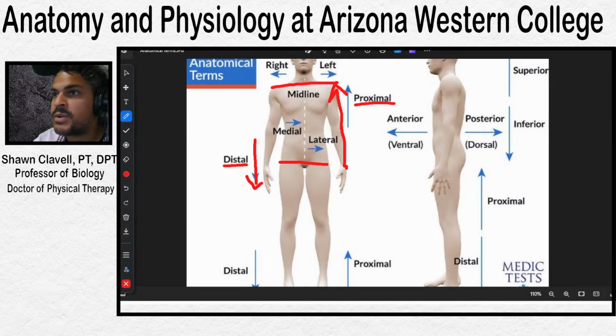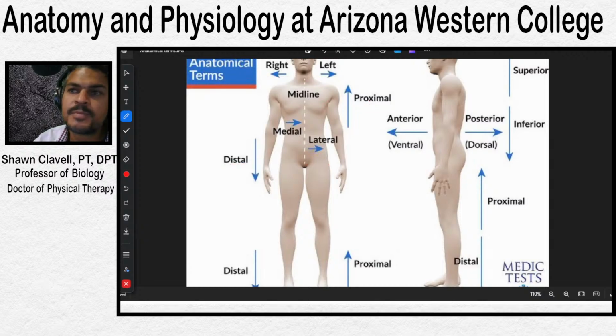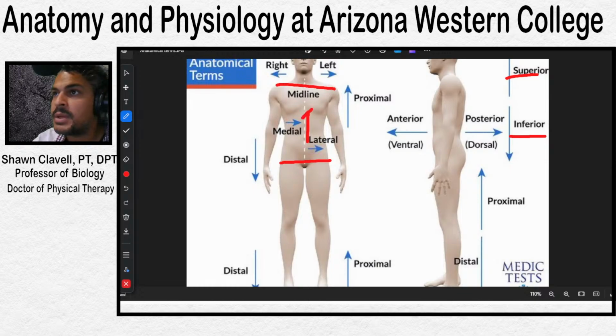If you're talking about references to the trunk, you're likely to use the terms superior and inferior, right? Superior being up, towards the head or cranial, and inferior being down towards the legs or caudal, right? Caudal means towards the tail. Didn't see that up there, so I couldn't reference it.